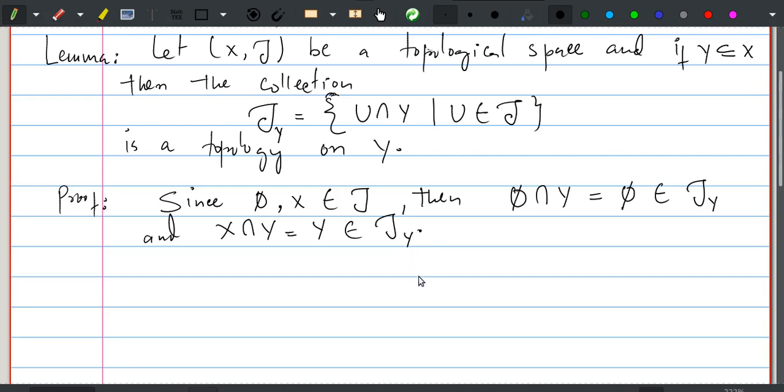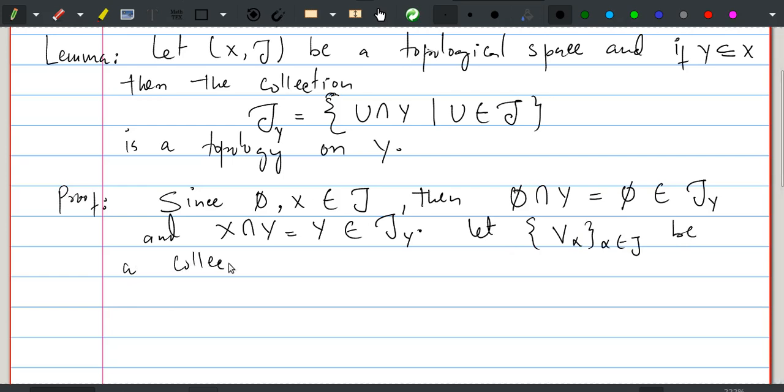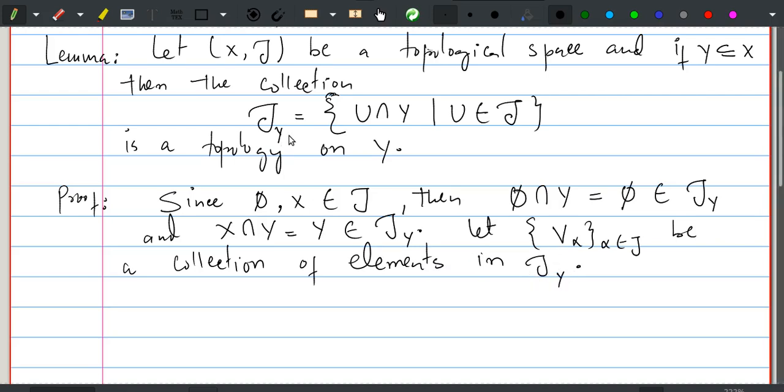Now next we have to prove this T sub Y is closed under arbitrary unions. So let us take a collection of elements of T sub Y. Let V alpha, where alpha is in some index set J, be a collection of elements in T sub Y. Each element of T sub Y is of the form U intersection Y, where U is in T. So for these V alphas, we have open sets in X, say U alphas, such that V alpha is U alpha intersection Y.